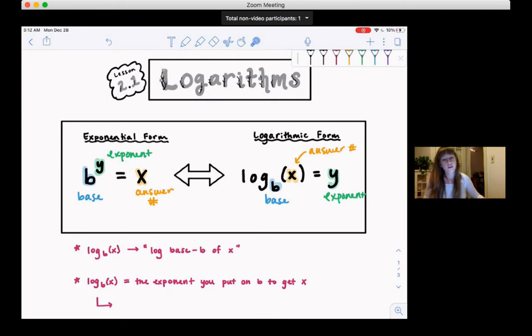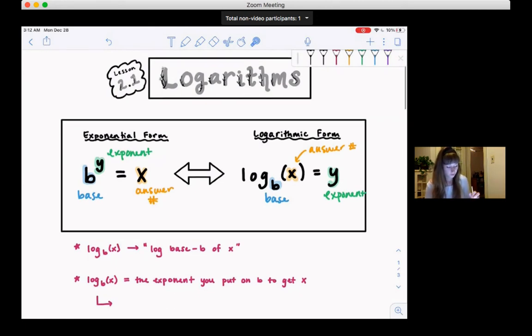All right. I know that this probably seems really strange, but it will make sense. It's actually not hard. A few things to note about this. So first of all, this symbol is pronounced log base b of x. So I'd read this log base b of x. That's how you say that out loud. Okay, what is it? Log base b of x is asking for the exponent that you put on b to get x. That's what it's equal to.